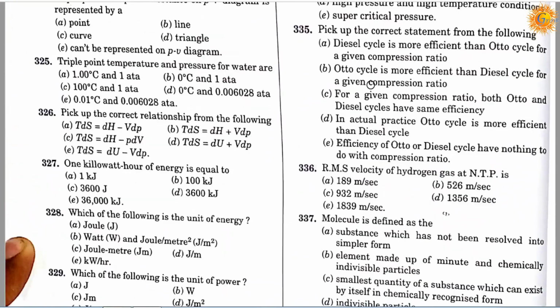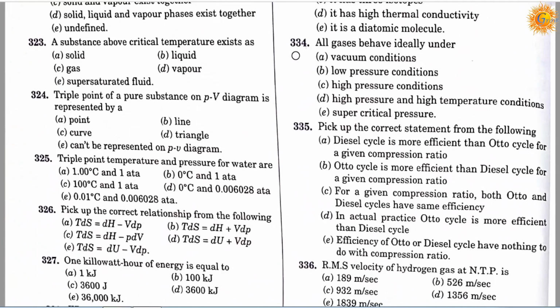Question number 334. All gases behave ideally under: option A, vacuum condition. Option B, lower pressure conditions. Option C, high pressure conditions. Option D, high pressure and high temperature conditions. Option E, supercritical pressure. Correct answer is B, low pressure conditions.